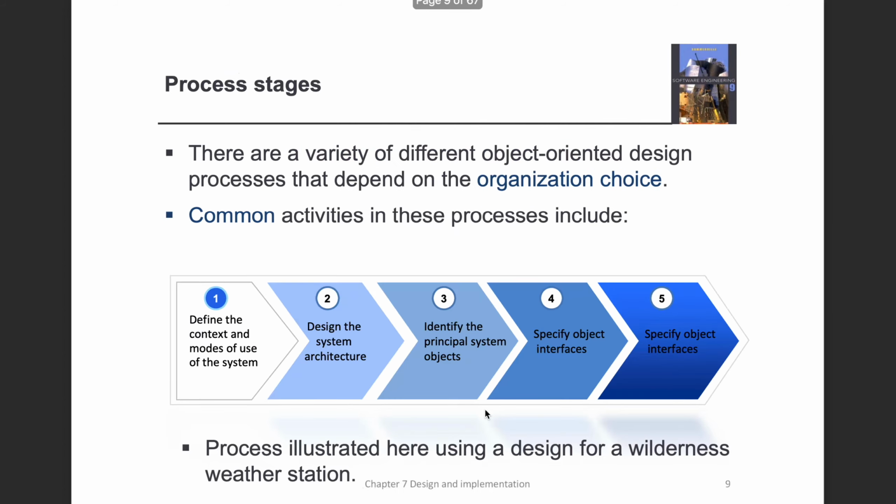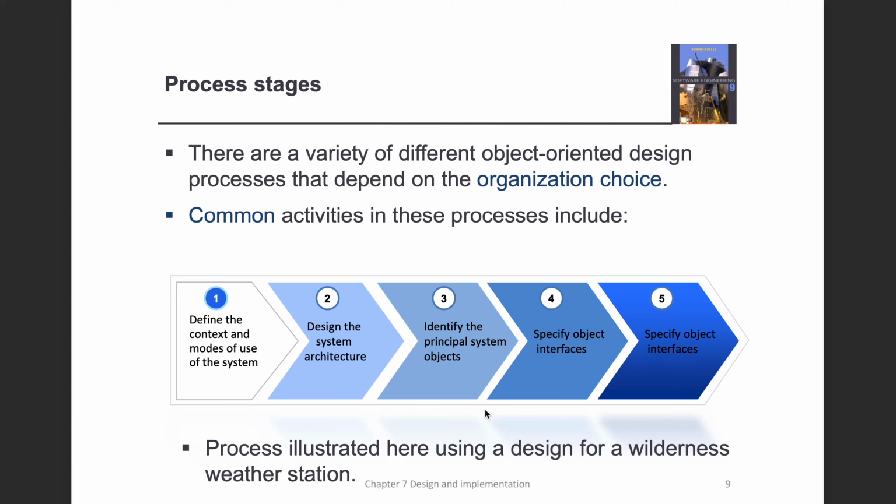So the next process, we look at the stages which the object-oriented design goes through. There are a variety of different object-oriented design processes that depend on the organization's choice. Based on what the organization chooses, you may have a different design for it. In this stage, we have 5 different processes in identifying the object-oriented design process.